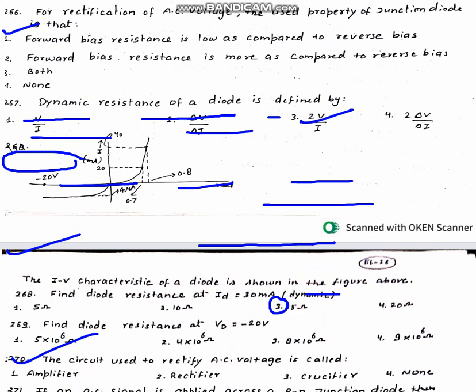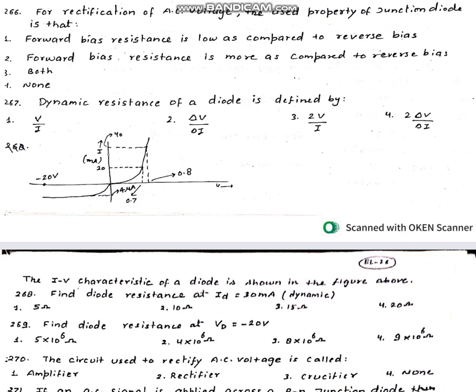Next, for rectification of AC voltage, the used property of junction diode is that forward resistance is low as compared to reverse bias. First is used. Next is dynamic resistance, which is delta V by delta I. Dynamic resistance means that V and I both are changing abruptly and non-linearly, so we replace V by delta V and I by delta I. So dimensionally it will be equal.